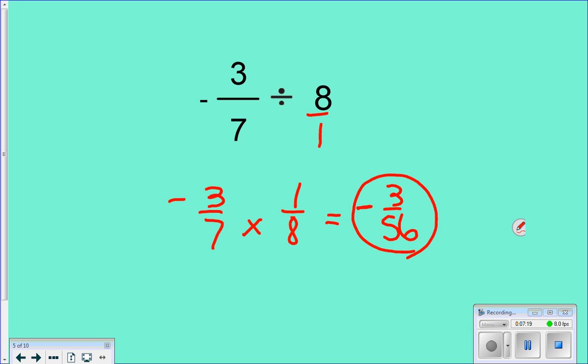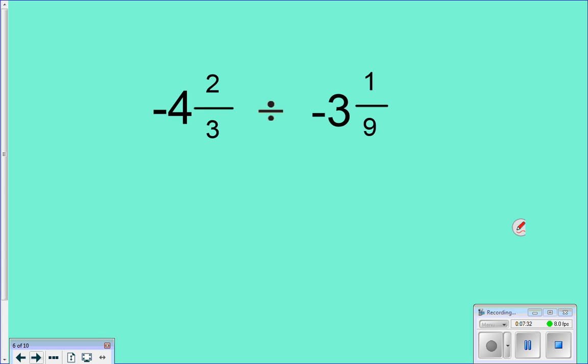So there's one big thing you have to remember today. At least 2 big things you should remember today. Keep, change, flip. Yep, change the middle sign. Flip the last one. And then multiply. Okay, so here's one with a mixed number.